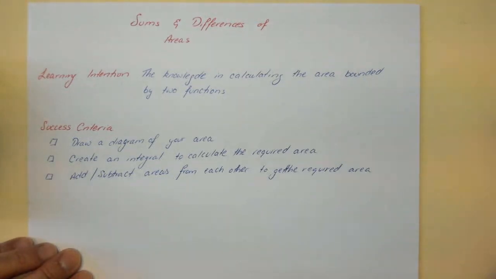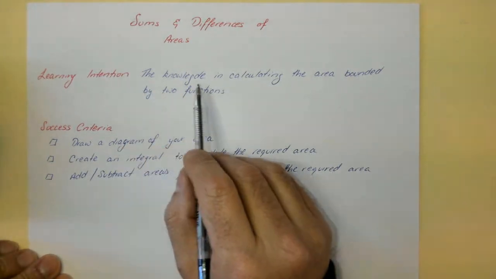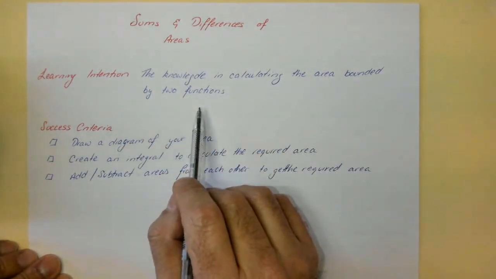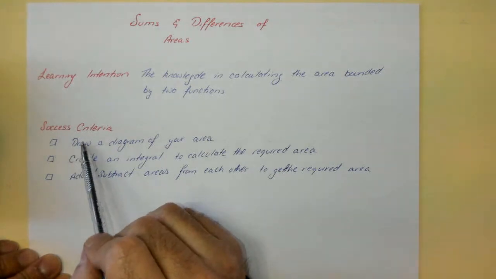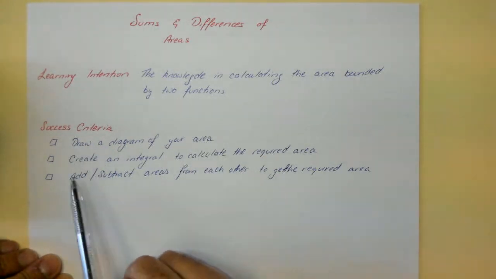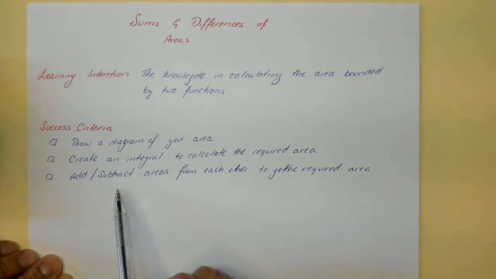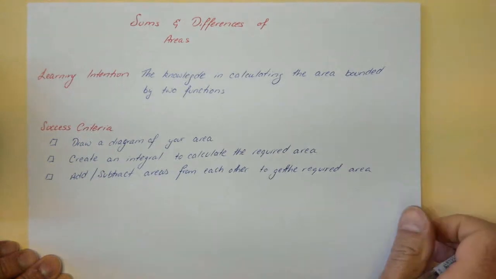Okay, today we're looking at the sum and differences of areas. So our learning intention is to gain the knowledge in calculating the area bounded by two functions. We'll be successful if we can draw a diagram of the area that we're looking for, create an integral to calculate the required area, and add and subtract areas from each other to get the required area.